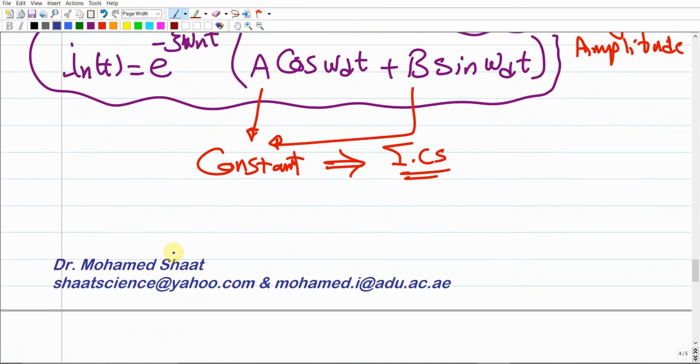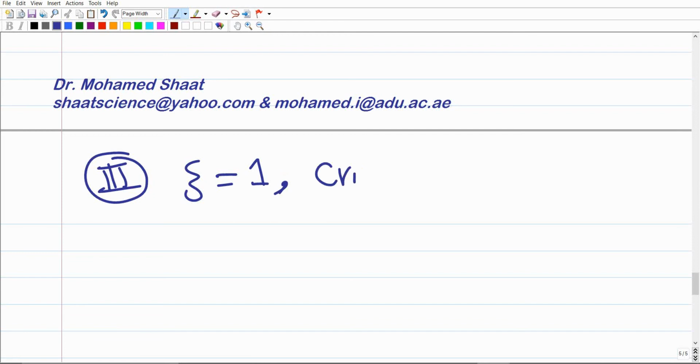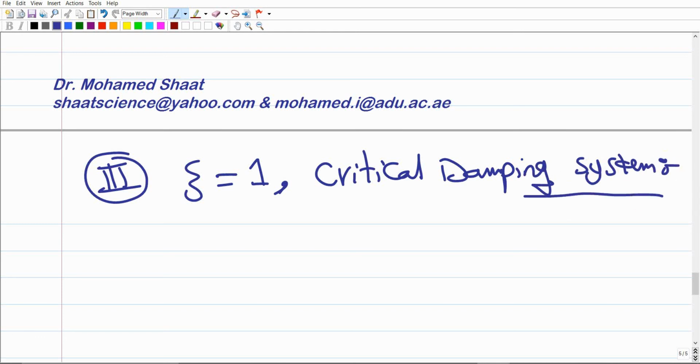The third case is that we may have xi itself equals 1. For case 3, how about if we do have xi equals 1? So we considered the case that xi equals 0, then xi between 0 and 1, and now let us consider the case that xi equals 1. This is known as the critical damping system. This is the critical case. This is commonly known as the critical damping system.